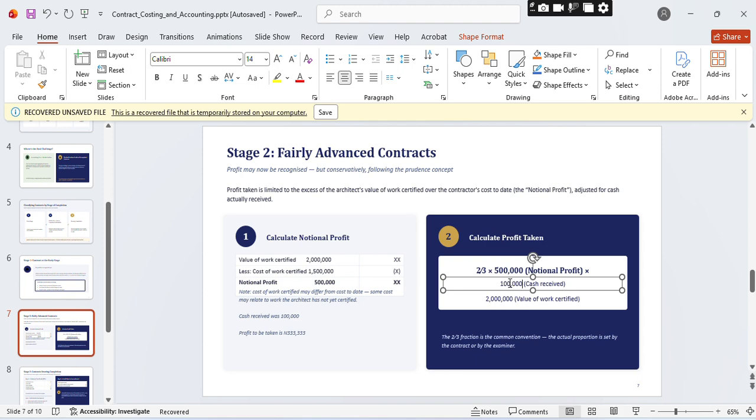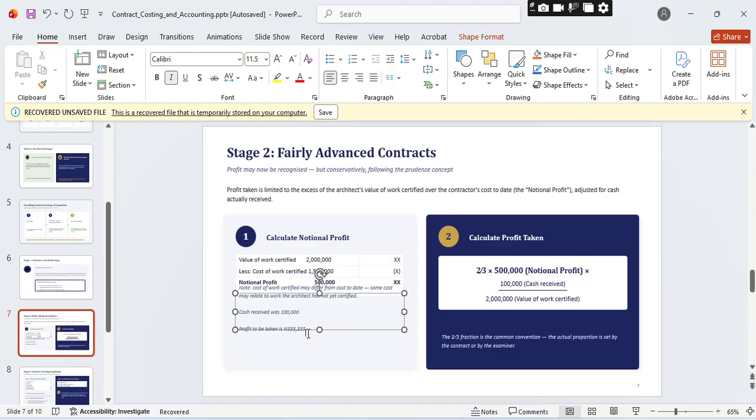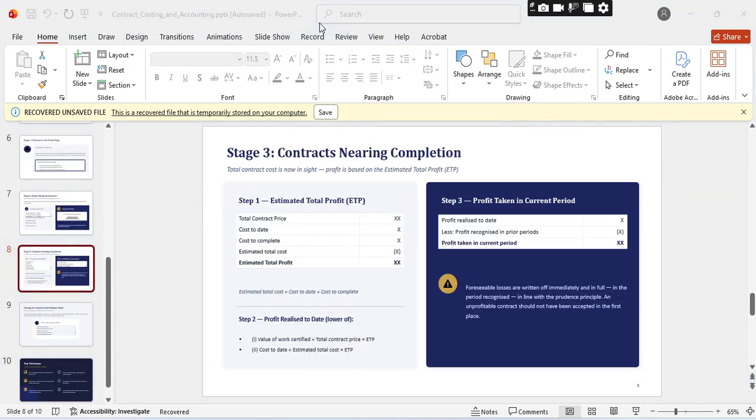So in this case, when the contractor has been given 100,000 naira as cash to begin the job with, at the end of the day, using this formula, he will be left with what? The profit to be taken in this case will be 16,666.67. So this is the amount of profit that the contractor should take from this notional profit.